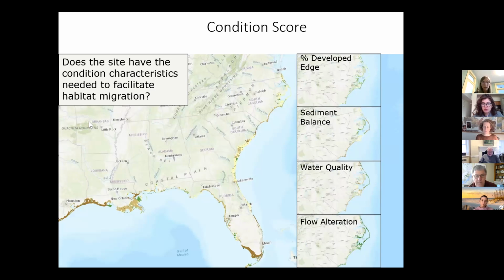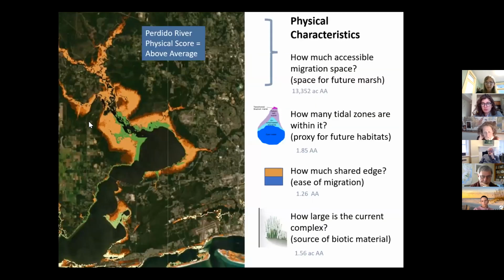We need our marshes to be building up at a certain rate. That building is supported by the sediment supply. And if it's not there, our marshes are unlikely to be able to keep up with the rate of sea level rise and persist into the future. Water quality is another feature that was considered, particularly nutrients in the water that eventually degrade marshes, even though they initially give them a little growth boost. And then also freshwater flow. So the ability to actually see those pulses of freshwater coming in that help sustain diversity.